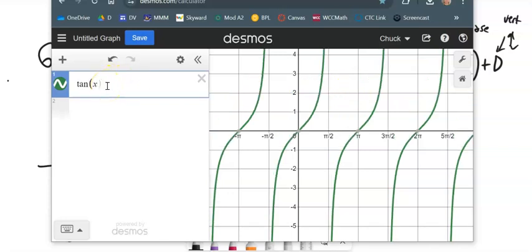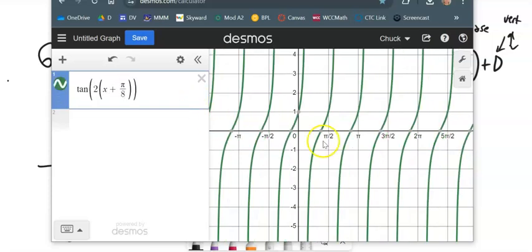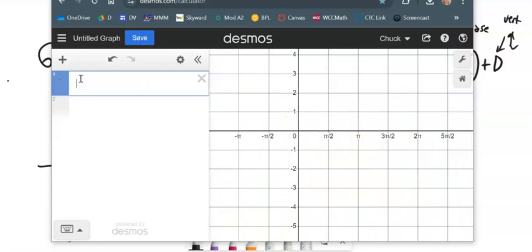Notice this now. If I multiply this by 2, it goes faster. Now my period is pi divided by 2. It's always pi divided by that. And then if I wanted to shift it left or right, I could say plus whatever, 8, and just move it. It moves these values. All right, so that's what tangent does.